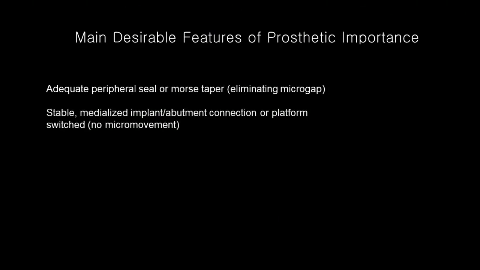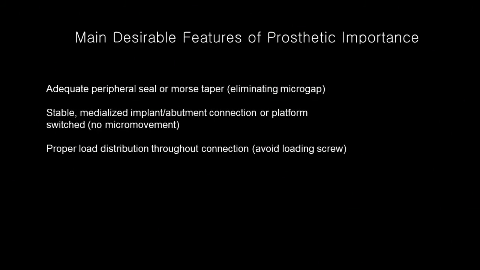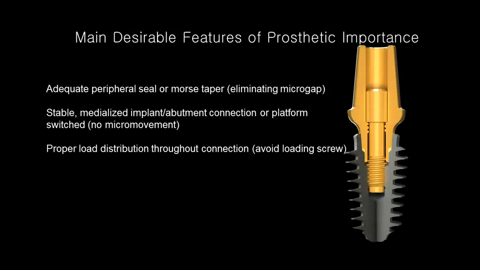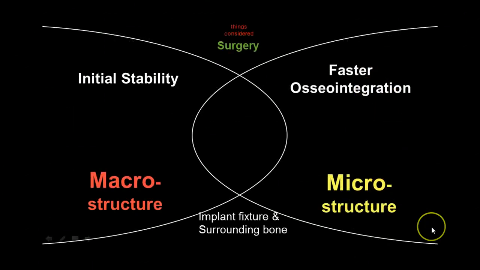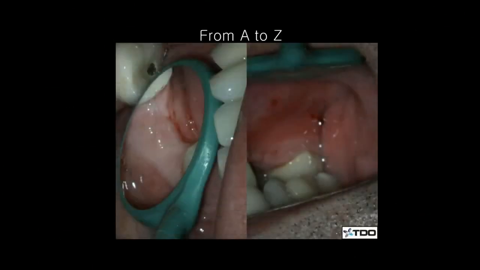So what are we looking at from a prosthetic perspective? Adequate peripheral seal or Morse taper, eliminating the micro gap. Stable medialized implant to abutment connection, again, platform switching, no micro movement. Proper load distribution throughout the connection, avoiding basically the loading of the screw. All right, and we talked about that earlier with the physics and the connection of the implant itself, which is phenomenal. So all things considered, let's look at some cases here.